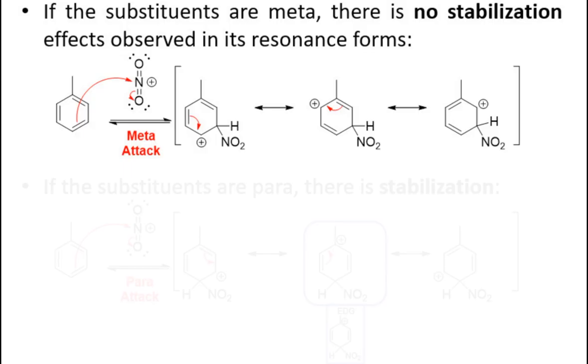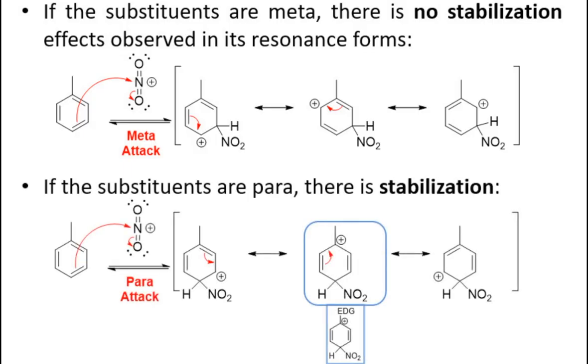Okay, last scenario here. What if our substituents are para? We can draw out the 3 sigma complexes that would arise from our para substitution of the nitro group. And you can see that as we walk through these 3 resonance forms, one of them, this one in the middle here, has that electron donating methyl group attached to the carbocation. So this particular sigma complex has one resonance form which is stabilized. And so that's why we do see a preference for para substitution compared to meta.